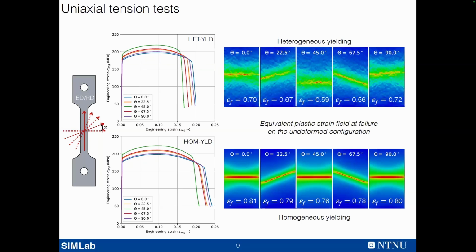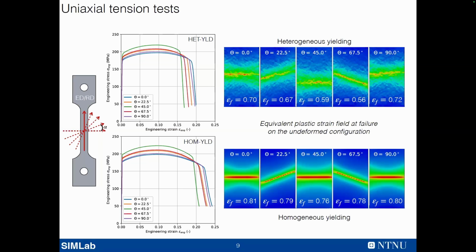On the left-hand side, you have the engineering stress-strain curves from some tension tests taken at different orientations from the rolling or extrusion direction. On the top, we have the heterogeneous yielding model. On the bottom is the homogeneous yielding model. And overall, we get the exact same type of results. We get the same strength for the anisotropy in terms of stress level. And when it comes to failure, we also get the same ordering of the curves. But you can already see that there is a reduction of ductility when we go from the homogeneous to the heterogeneous model.